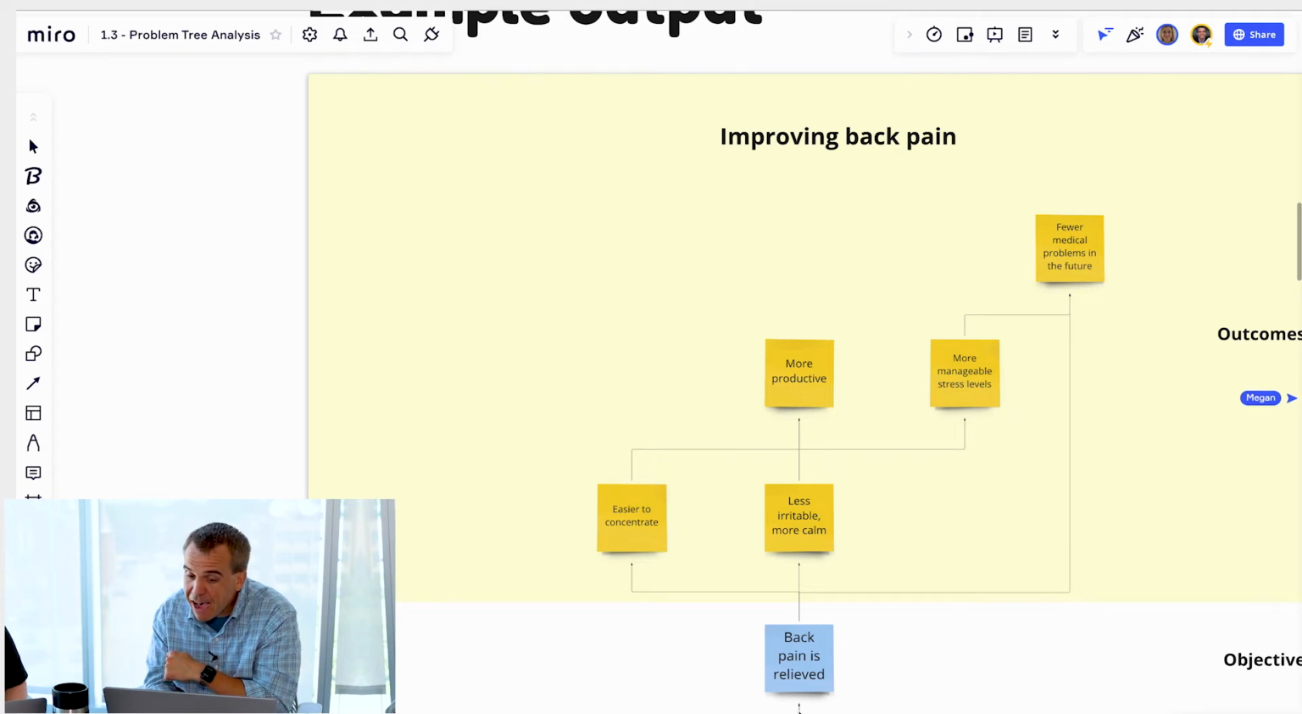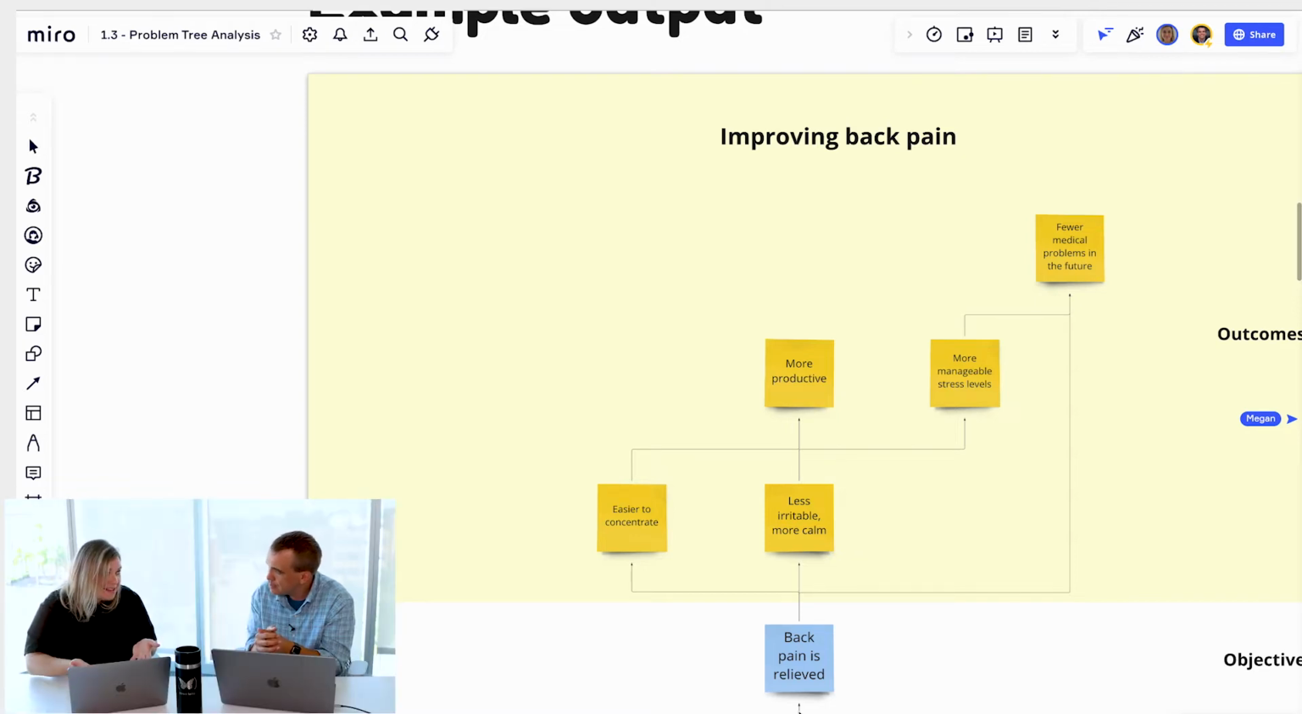So, if I achieve the goal or objective I have here of back pain being relieved, I see a variety of either kind of emotionally leaning outcomes. So I'm more productive, but I'm also less irritable, more calm. Is there any limitation to how I describe ultimately these outcomes that I want? Like, do I have to follow a certain pattern or habit?